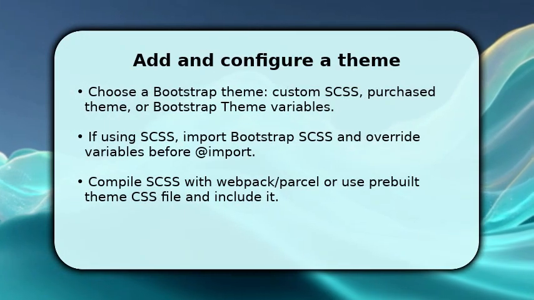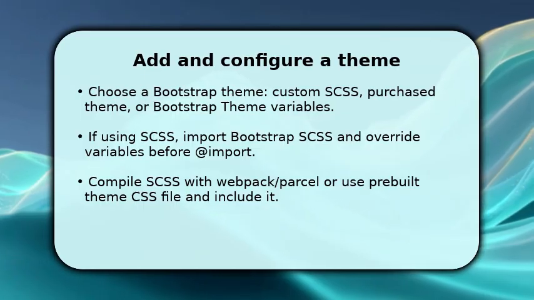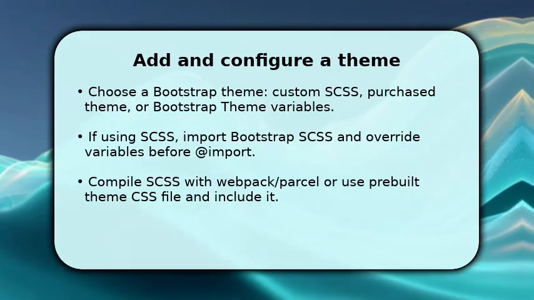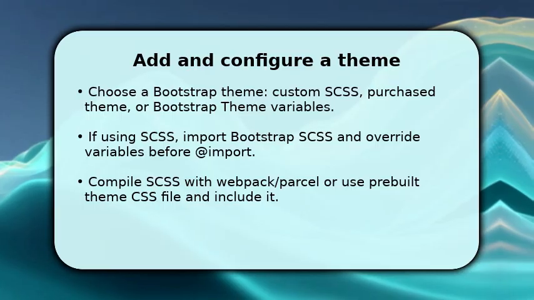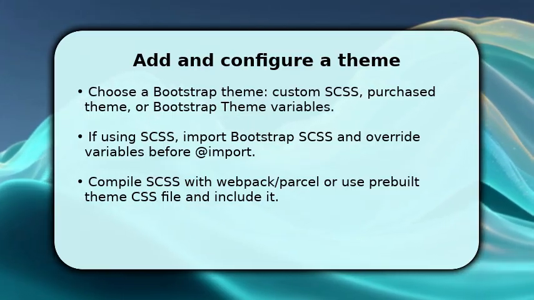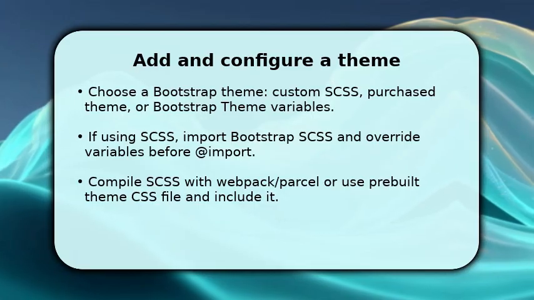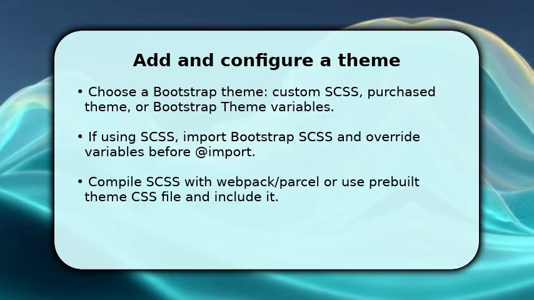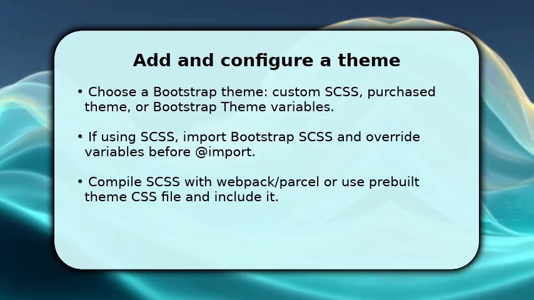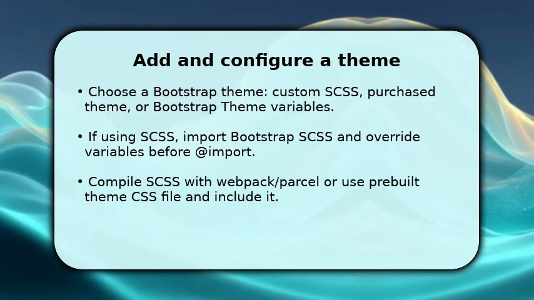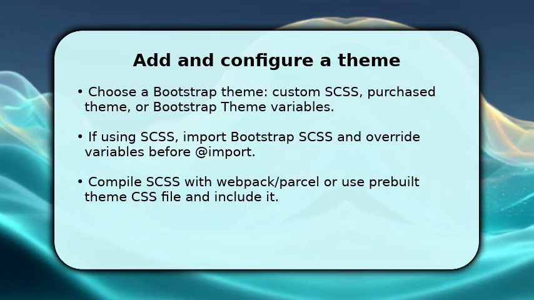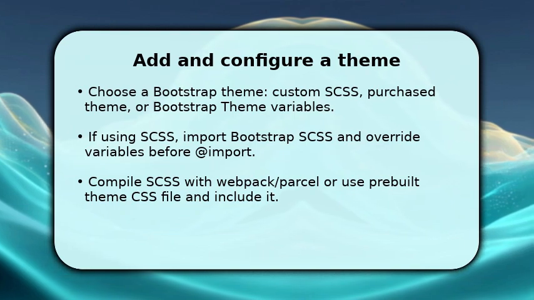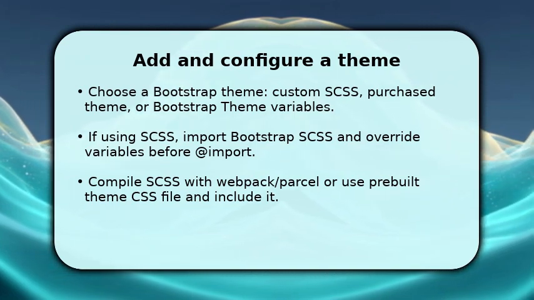You now integrate the theme, decide between a custom SCSS build, a purchased theme CSS, or using variable-based theming. If you use SCSS, import bootstrap/scss/bootstrap.scss and override variables in a separate file before that import so your color and spacing changes take effect. Then run your bundler to compile. If you prefer pre-built CSS, replace or append the theme CSS after Bootstrap so it overrides defaults. This gives you predictable visual control and reusable component styling.